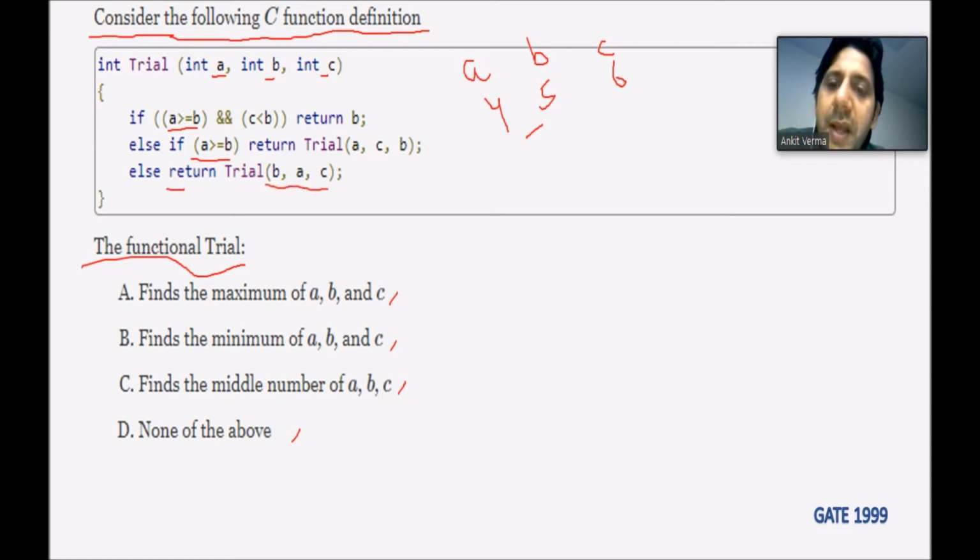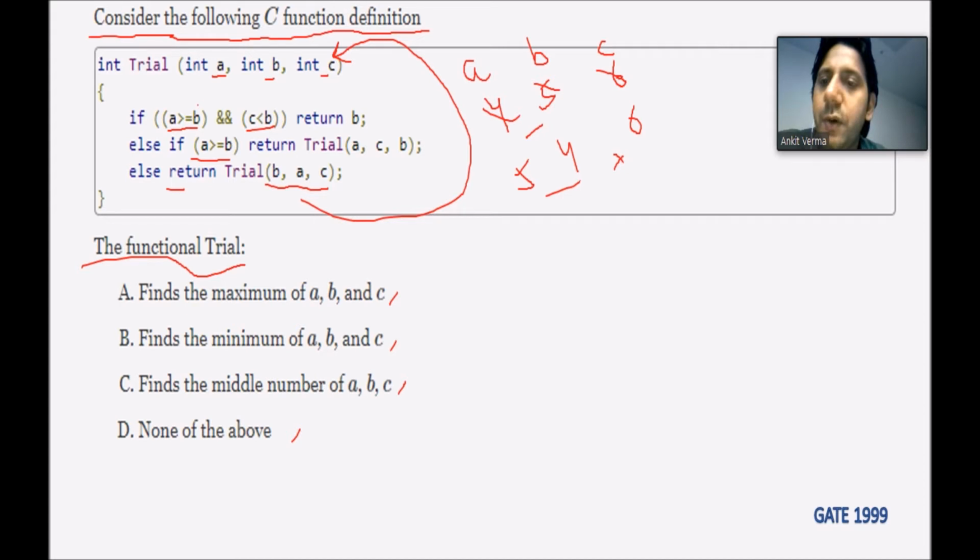So return BAC. BAC means 5, 4 and 6. So the new values will be like this, and it will call the function again. Again it asks, is A greater than B? Yes. Is C less than B? No, C is not less than B. This part will not run, it will go to the next part. Is A greater than B? Yes, 5 greater than 4. Return ACB. A right now is 5, so the values are 5, 6, 4.